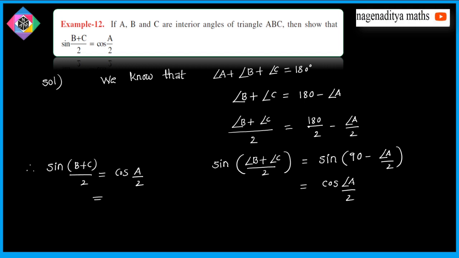Taking sine ratios on both sides, sine of angle B plus angle C over 2 is equal to sine of 180 by 2, which is 90, minus angle A by 2. So sine of 90 minus A by 2. Okay, sine of 90 minus theta is cos theta. So here sine of 90 minus angle A by 2 is equal to cos angle A by 2. Therefore sine of angle B plus C by 2 is equal to cos of angle A by 2. So that is what we have to prove in this problem.